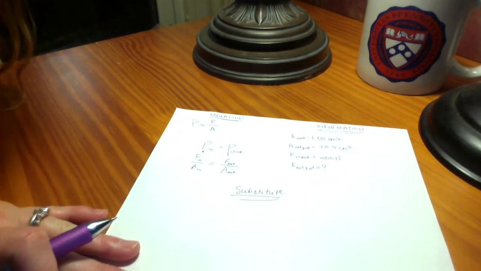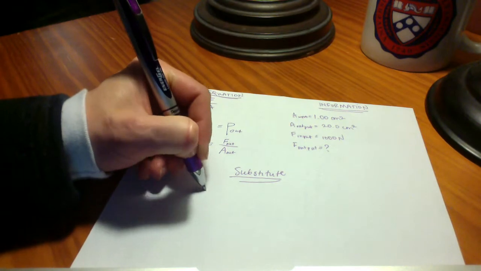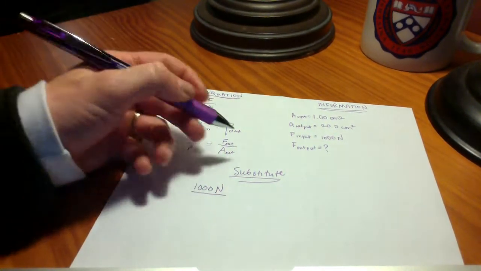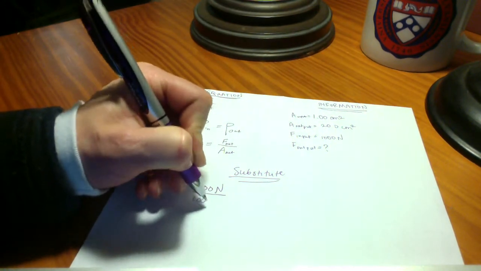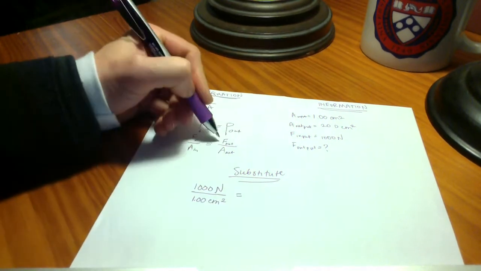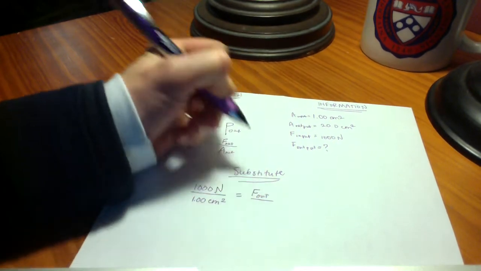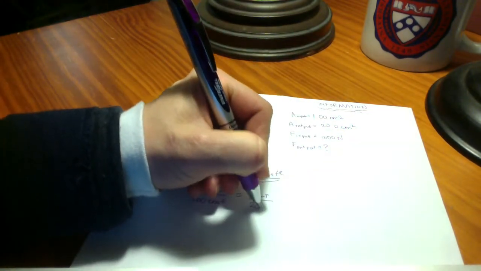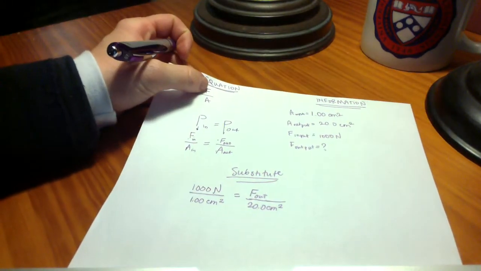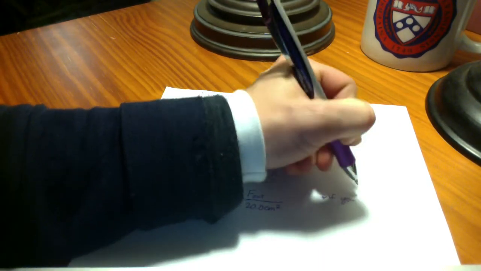Can we see? Gosh, I hope so. There we go. When we substitute, F in we know is 1,000 newtons. We're going to have that over our A in, which is 1.00 centimeters squared. That's going to be equal to F out, and we don't know that, so we're just going to call that F out. That's what we need to solve for. Okay, and A out is 20 centimeters squared. Great. Now we need to solve. This is all set up correctly. The nice thing is, if you don't know one, you can find it.